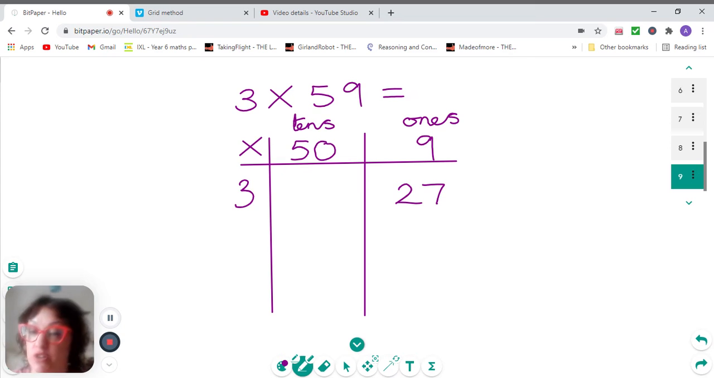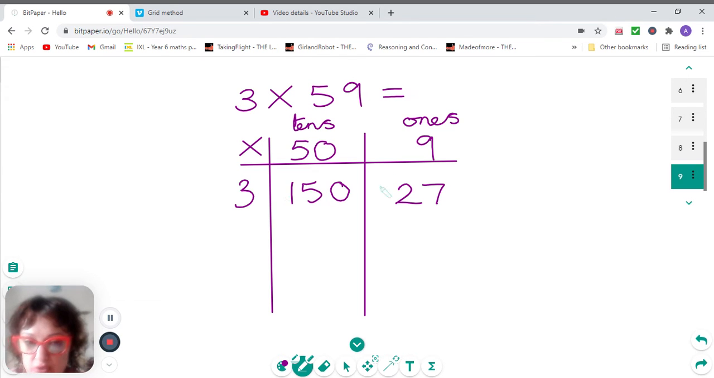I'm sure lots of you can count up in 50s, but if you can't, it's no problem, because I think of this as 3 times 5. Or I can count up in 50s, it's whichever way you find easiest. So I know that 3 times 5 is 15. But it's not 3 times 5, it's 3 times 50. So I need to bring that 0 and put it here. So I've now got these two numbers, 150 and 27.